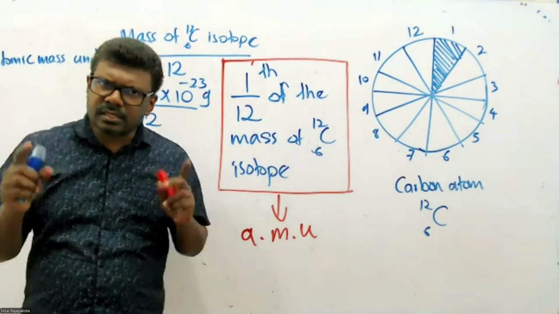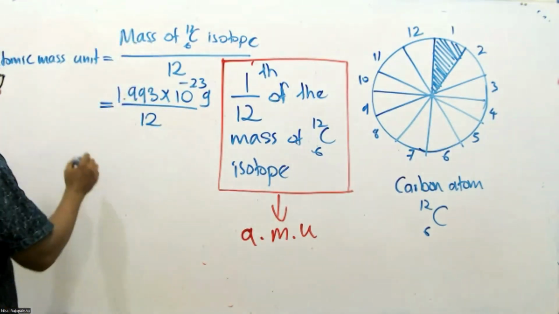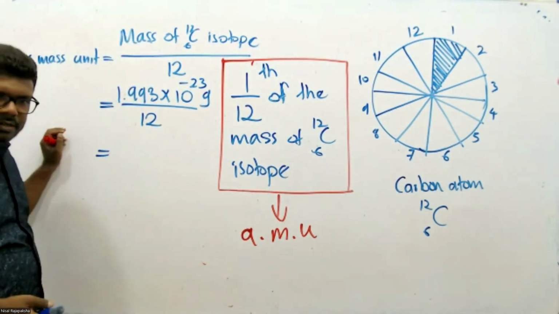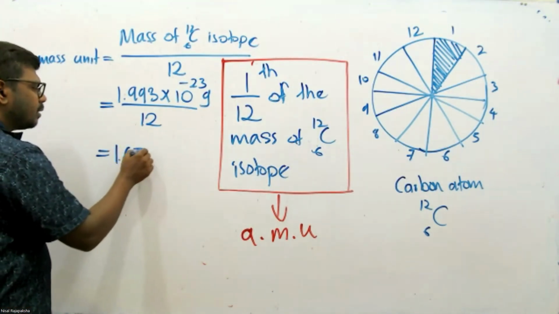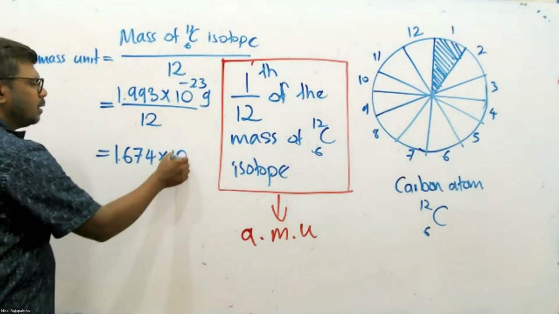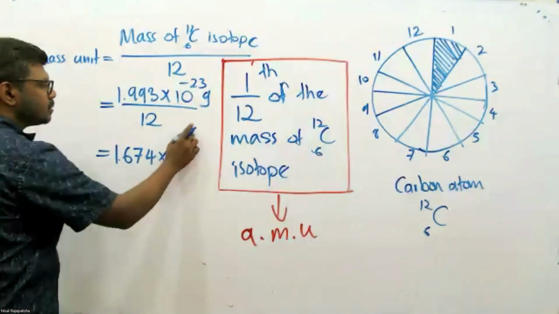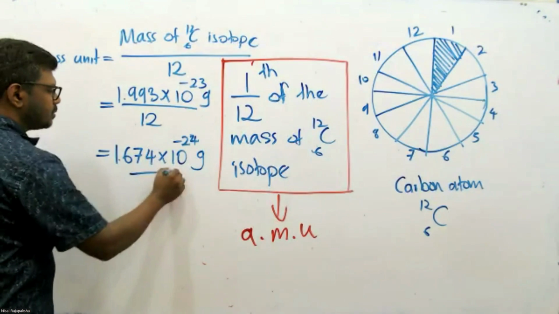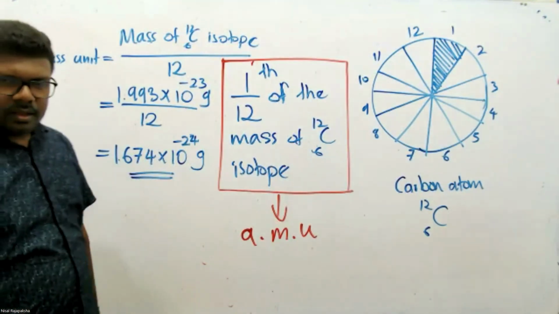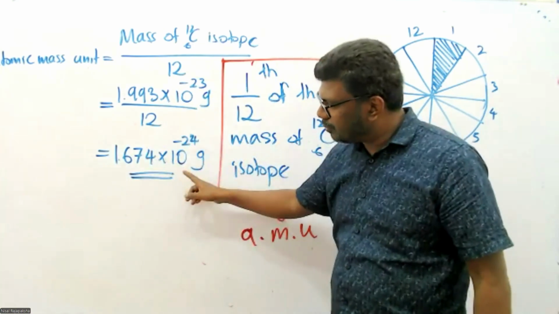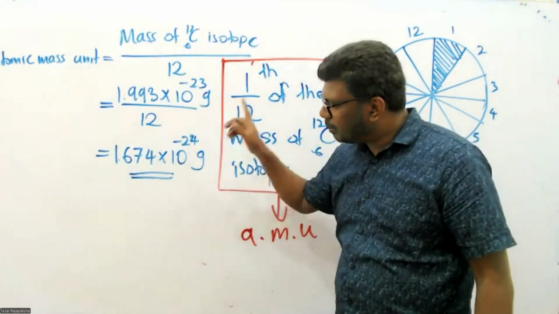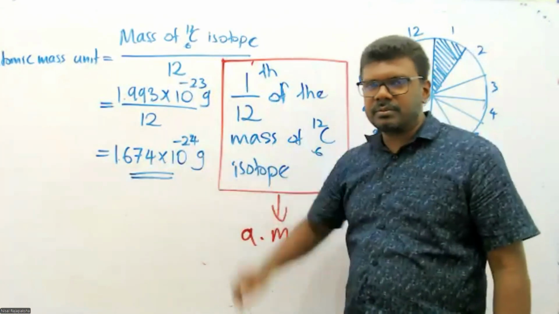Okay, so what is the final answer that comes? 1.674 into 10 to the power minus 24 grams. Okay, 1.674 into 10 to the power minus 24 grams.